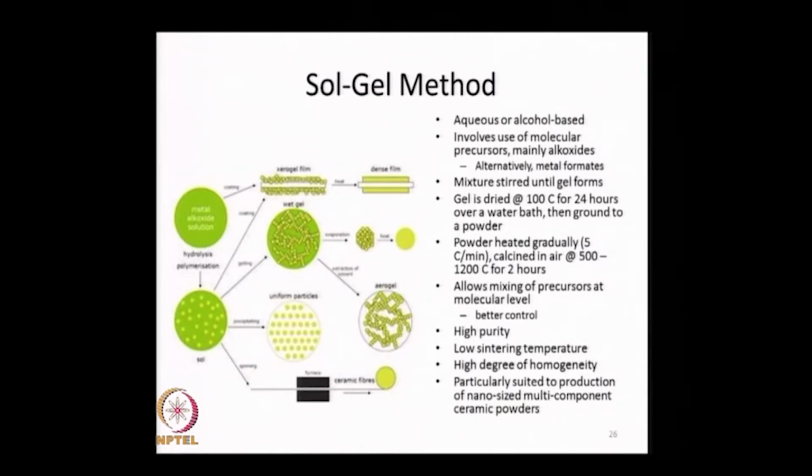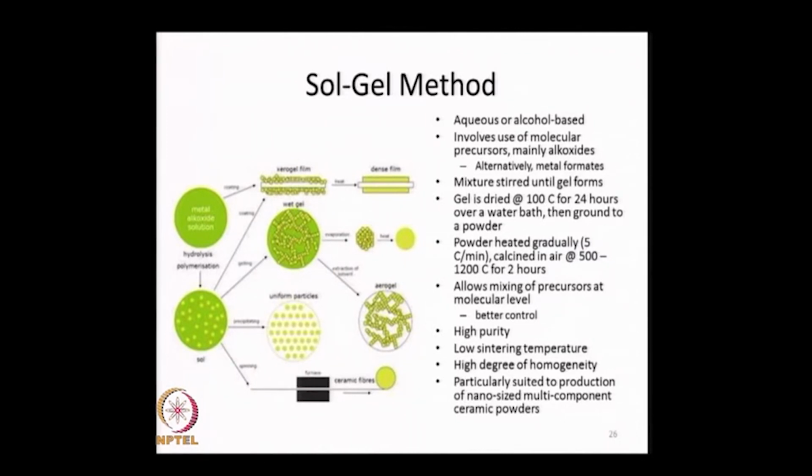The sol-gel method can be aqueous or alcohol based. It involves use of molecular precursors, primarily alkoxide or metal formates are used. The idea here is to take a mixture of the constituents, liquid phase constituents, stir them until you form a gel. It should have the consistency of a gel. The gel is then dried at 100 degrees centigrade for 24 hours over a water bath and then ground to a powder, and that is where the top down process comes in. This powder is then heated gradually at 5 degrees centigrade per minute, then calcined in air at 500 degrees to 1200 degrees centigrade for 2 hours.